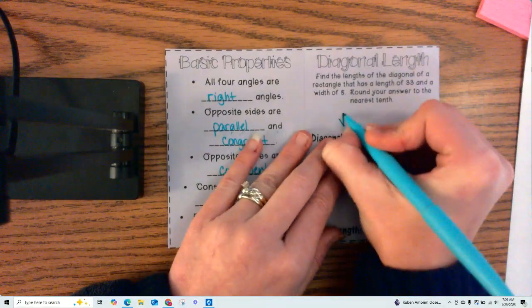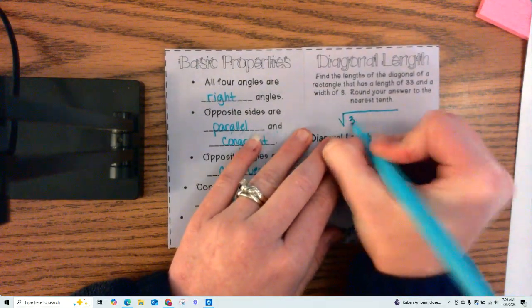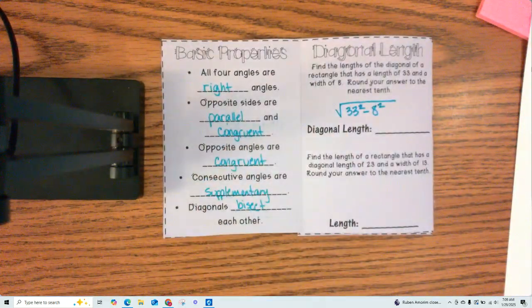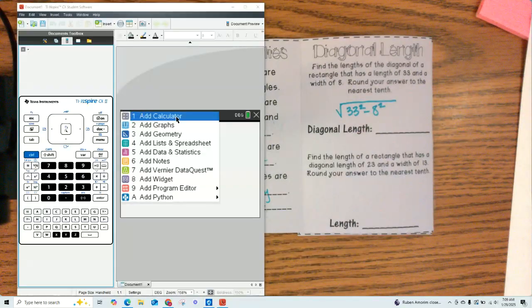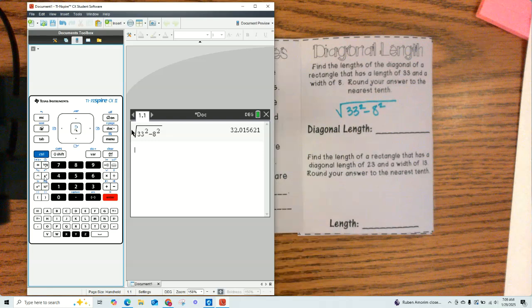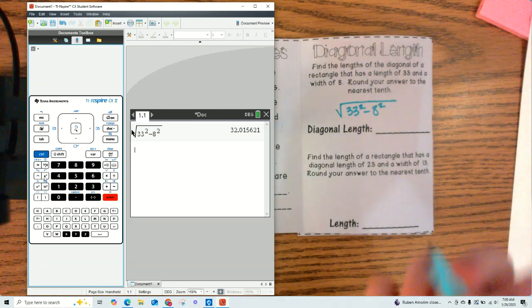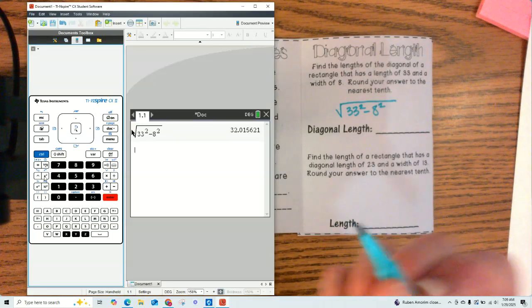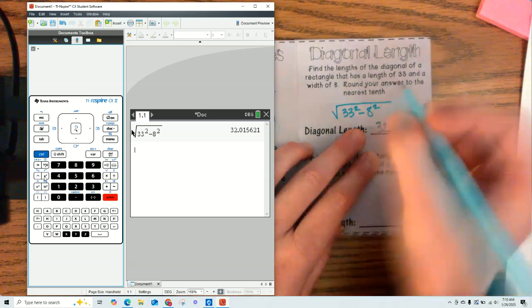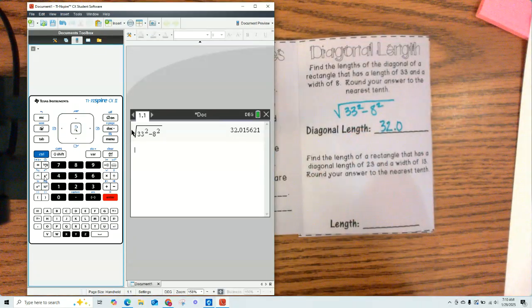Since we have both legs, we do the square root, and then we take both legs, square them, and subtract them underneath. This is round to the nearest 10th, which means we can just type this whole thing, 33 squared minus 8 squared, in the calculator, and that would round. I got something different the last time I did that. That's okay. This would be 32.0. That would be its length.